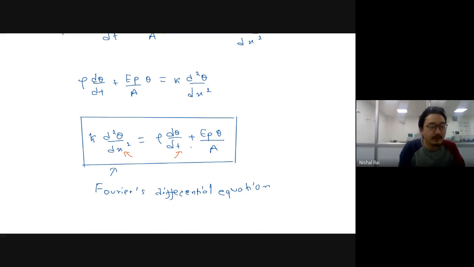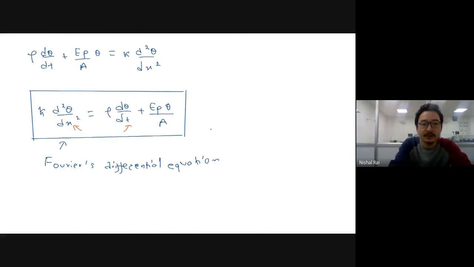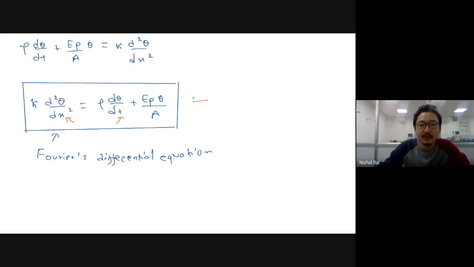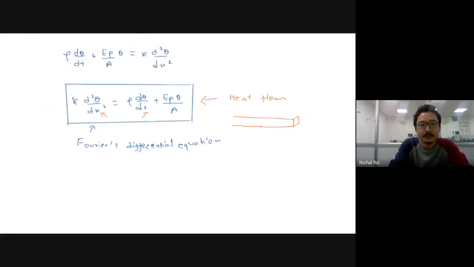Now this is the general equation that represents the rectilinear flow of heat along a bar of uniform cross-section area. So this differential equation gives how your heat flows in a linear bar of uniform cross-section area. Is it clear?